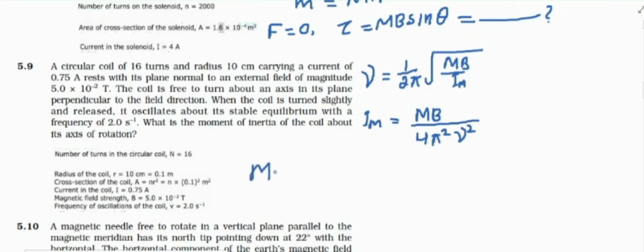Magnetic moment M is equal to NIA, where I is the current. Again, area is not given, but radius is given. Therefore, NI into pi r square will give magnetic moment. So substitute the value of magnetic moment in the formula for moment of inertia Im. Then simplify. So we can find the answer.